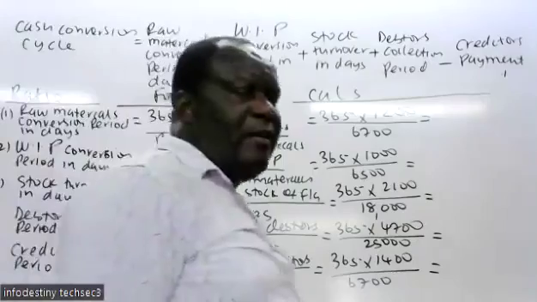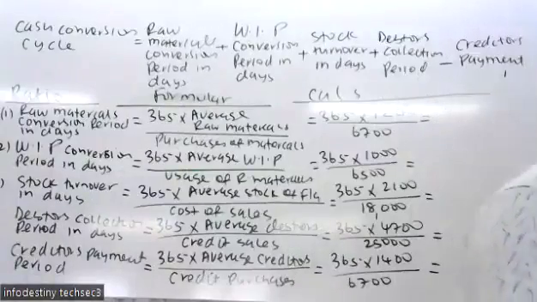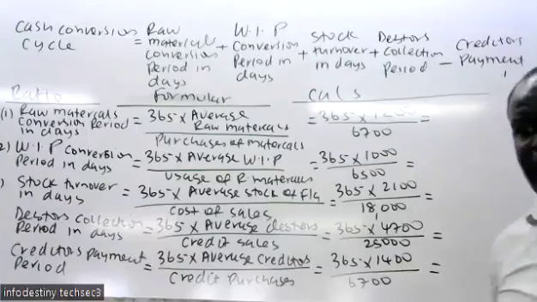So you will add the first 4, then you subtract the last one.